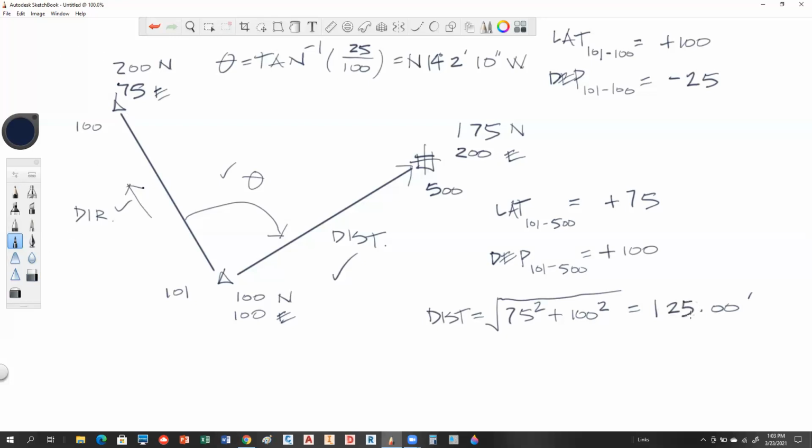You need the bearing for that line. Okay, so how do we get the bearing for that line? You use the latitude and departure again. All right, so arctangent of departure over latitude, departure is 100, latitude is 75. If you flip those, by the way, you're not going to get the right angle. You're going to get the angle off of the easting component, not off of the northing. So be careful. Flipping those is very common. I see that mistake all the time.